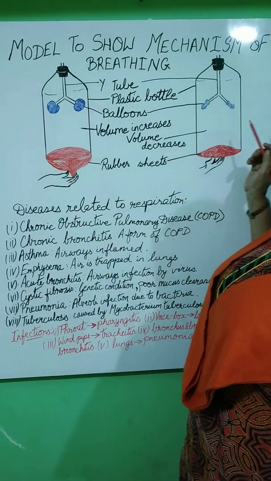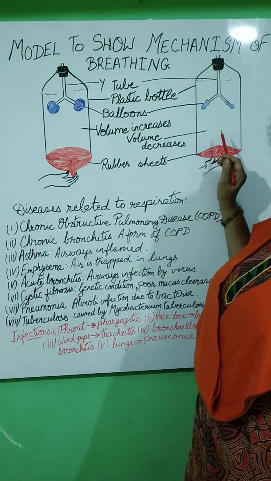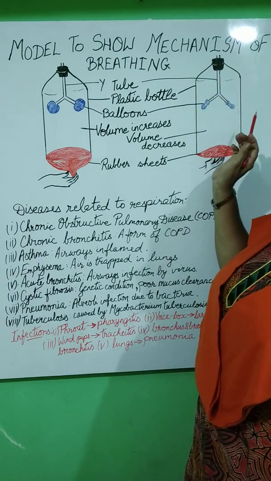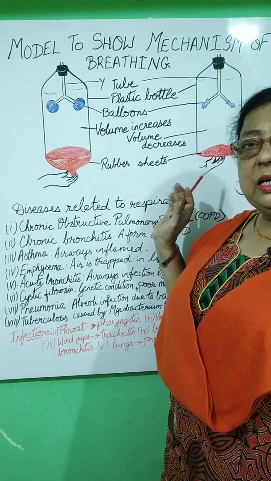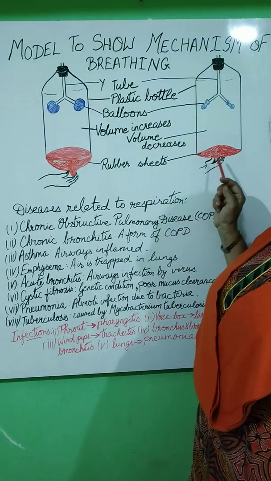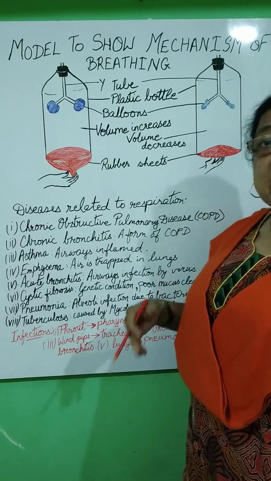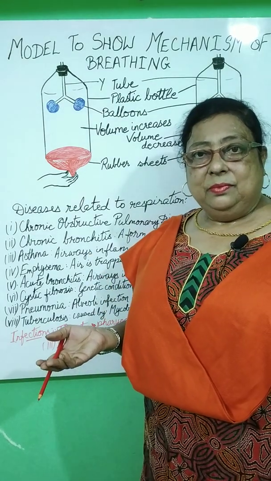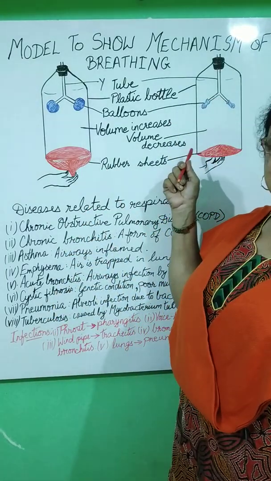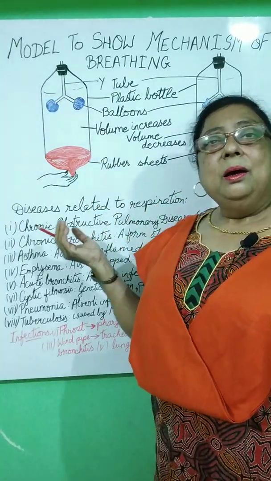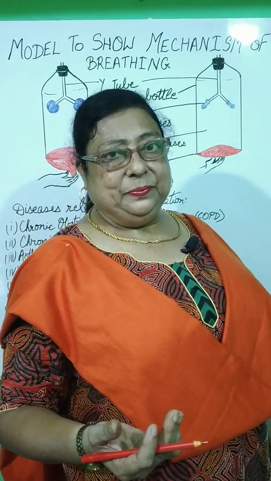Because the pressure outside is much less. Here the pressure is more and the air is pushed out. The diaphragm comes back to its normal condition. Here, instead of the diaphragm, this is the rubber sheet which we have tied up over here. So this is the exhalation mechanism.